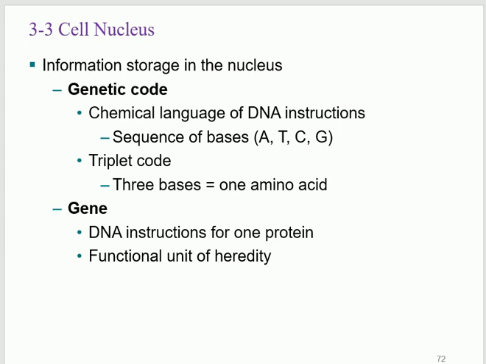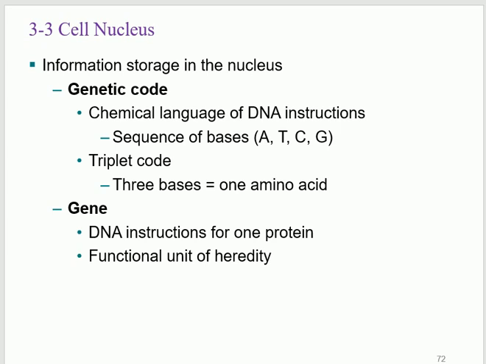ACG means a specific amino acid, and you don't need to know which code gives which amino acid. This is too much. Just know the idea that every 3 bases is one amino acid. So 3, 3, 3 gives amino acid, amino acid, amino acid, and this is how we put the instructions. Triplet code. Every 3 bases means 1 amino acid.